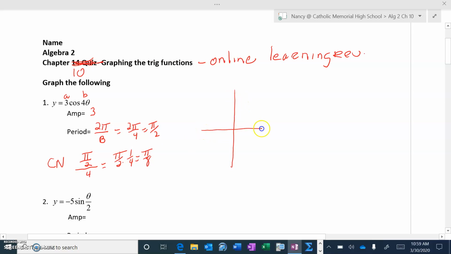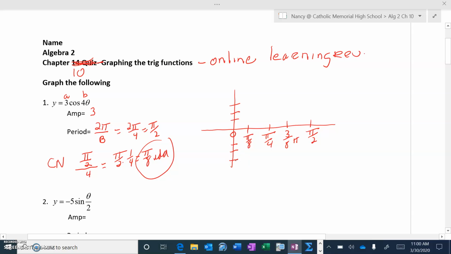This graph does not have a shift left and right, so we're going to start at 0, and this is the critical number we're going to keep adding. So we're going to go 1/8, and then 1/8 plus 1/8 is 2/8, which you could leave that way. 2/8 reduces to 1/4. 2/8 plus 1/8 is 3/8. 3/8 plus 1/8 is 4/8, which is 1/2. Those are my critical numbers, and I have an amp of 3.